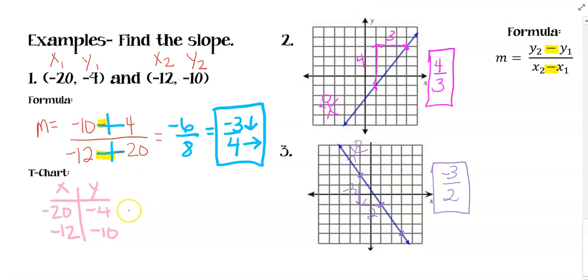So now let's solve. How do we get from negative 4 to negative 10? I know negative 4, we're going to go down. We actually go down 6. Now, how do I get from negative 20 to negative 12?